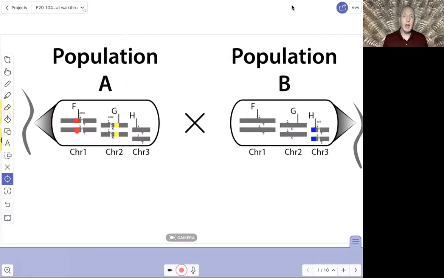So the colors of F, the red, indicates a de novo or new mutation in that population. The same is true for the yellow mutation and allele of gene G, and in population B, a new mutation, not the ancestral or wild type mutation, at gene H. And the idea here is that this is a type of Dobzhansky-Muller incompatibility where population A has been in isolation for some time and has accumulated the mutations red and yellow near or in the F and G genes respectively, while population B has accumulated a mutation, the blue mutation, in or near allele H.